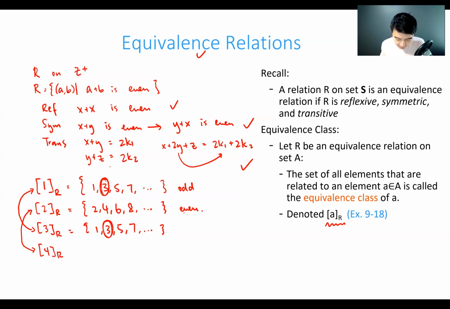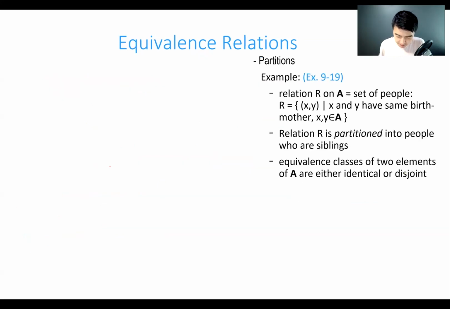Now, let's move on to another example, which is also an equivalence relation. And hopefully you can see a little bit better how this works. I have an example here, a relation R on the set A, the set of people. These people are X and Y, and X and Y have the same birth mother. So X and Y share the same birth mother who gave birth to them. So what are the equivalence classes here? And by the way, when we talk about equivalence classes, we also call it a partition. I'll show you why we call it a partition in a second.